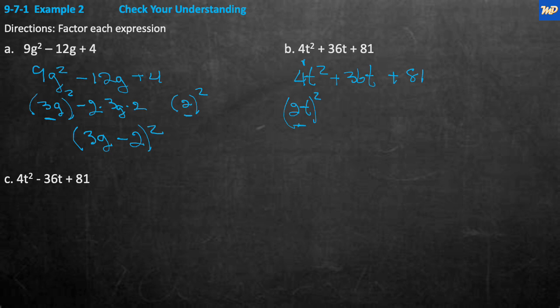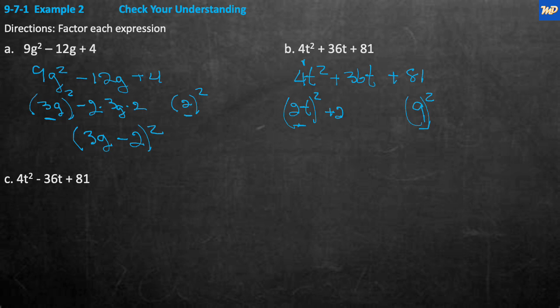Now this is my A term. And I'm going to go over there to 81, and I'm going to say 9 squared, because 9 times 9 is 81. There's my B term. Now what do I do here? I've got a 36. Can the 2 come out of a 36? Yeah, it's going to come out nicely. We're going to have a plus 2, and it's going to be 18t.